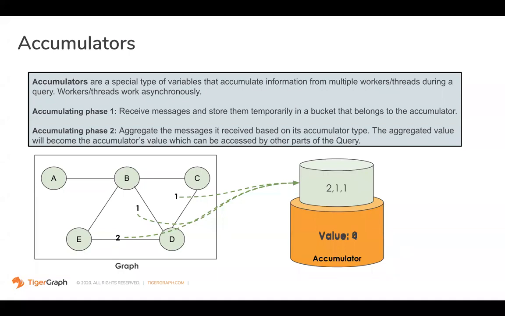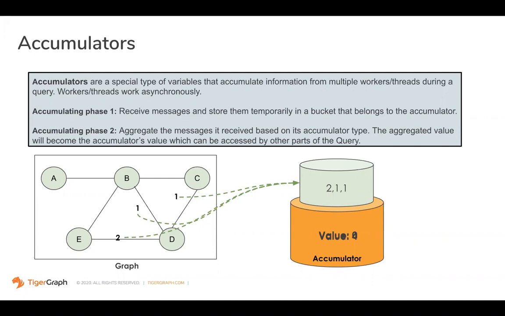So accumulators work in two phases. In phase one, you receive messages, and during the traversal, accumulators hold all of the message data in a bucket that belongs to the particular accumulator. In phase two, the accumulator will aggregate based on the type of aggregate function that's defined, compute the value, and provide it for the query.